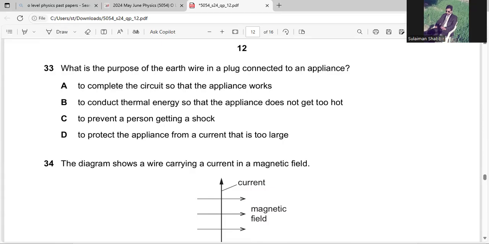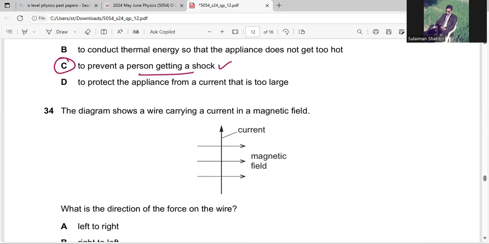So I will say here to complete the circuit so that the appliance works. No. To conduct the thermal energy of appliance. No. To prevent the person getting shocked. Yeah, this is the right option over there. This is a precautionary measure for using any electrical device.